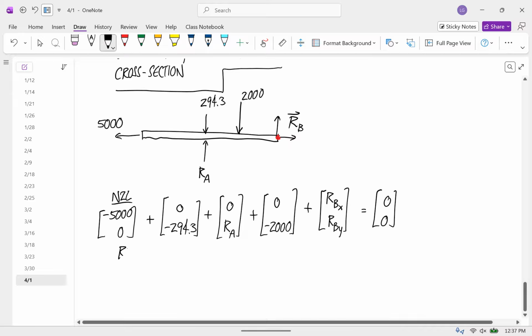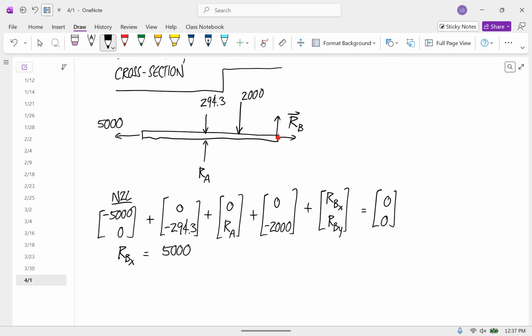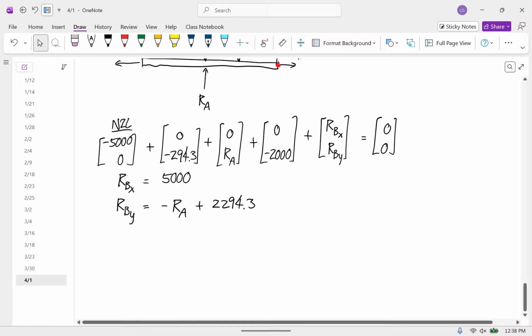So we have RBX is equal to positive 5,000. And RBY is equal to negative RA plus 2294.3. And then we'll go to the moment equation.